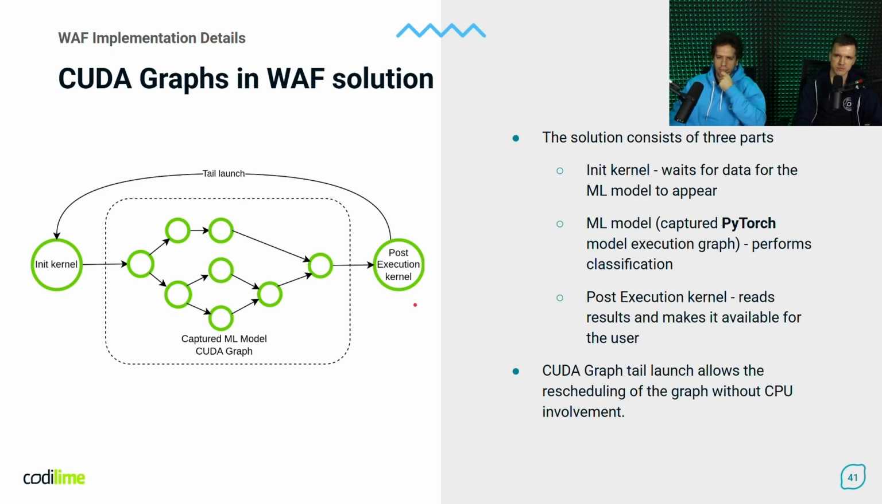Post-execution kernel has also one other important role, which is tail launching the whole solution again. As I said, a typical solution would be to start this CUDA graph once, and then the CPU would need to restart the whole solution again and again for each packet. But tail launch allows us to schedule this whole graph directly from the GPU, so the CPU is not involved in restarting our solution.